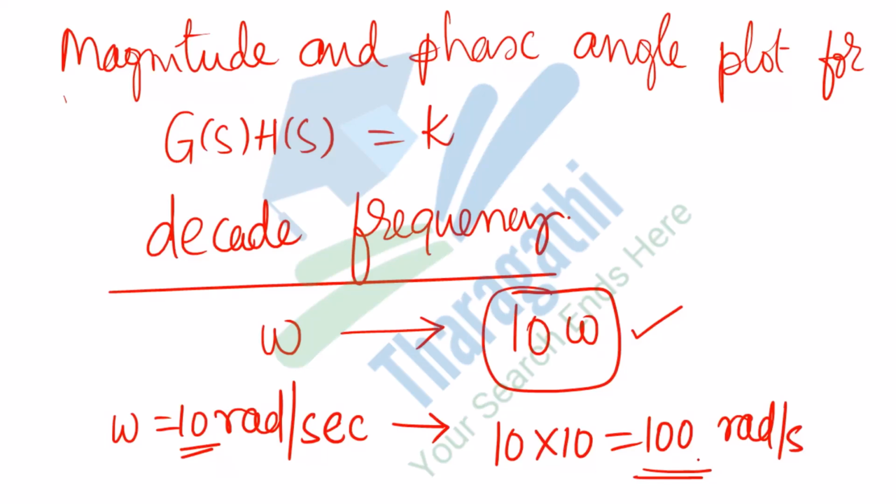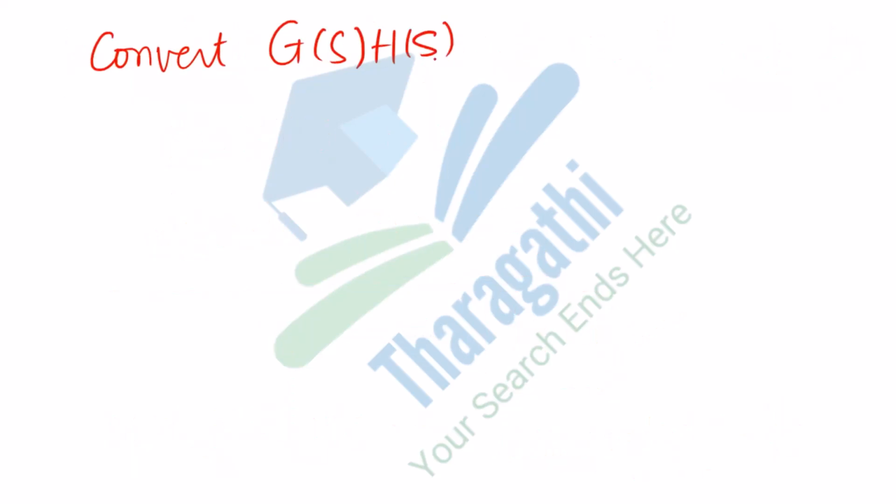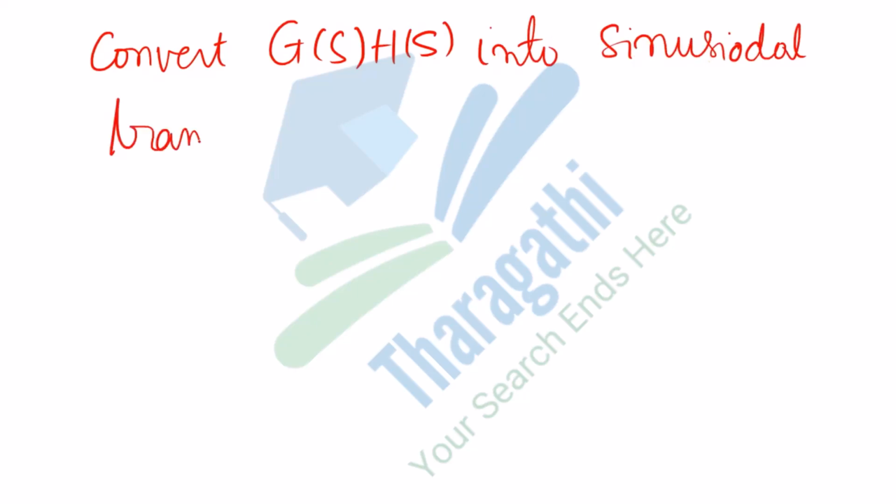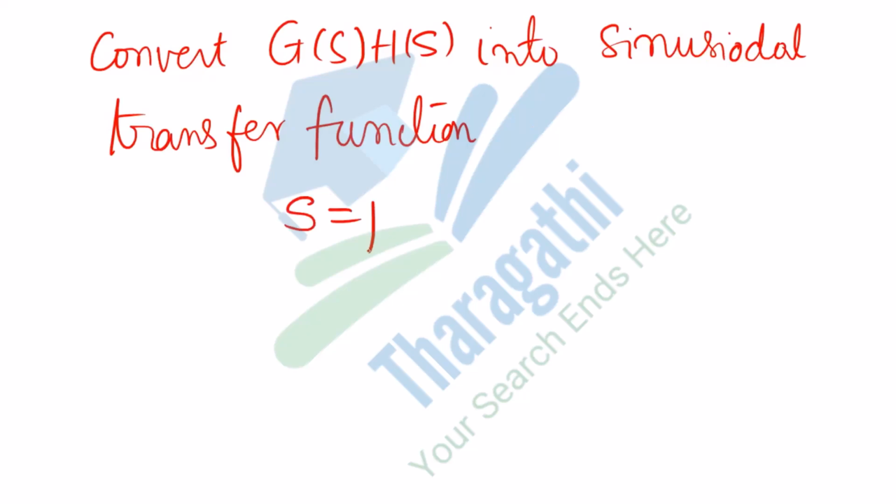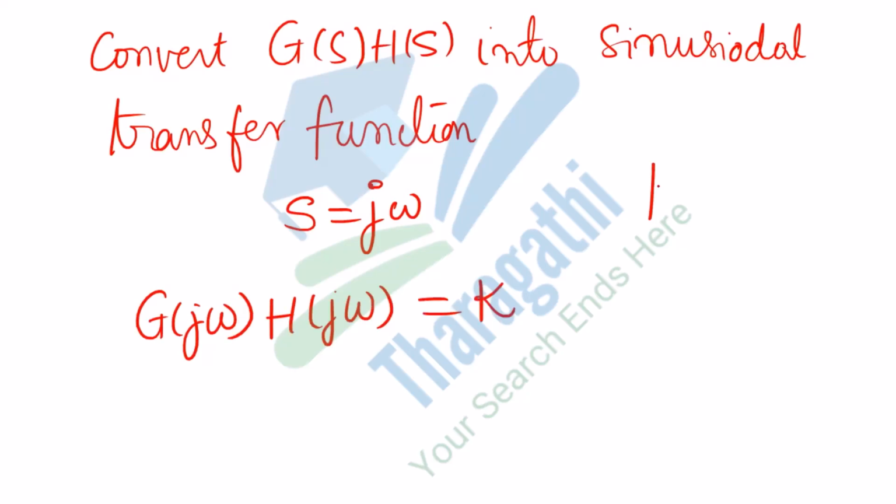Okay. So we need to draw the magnitude plot and phase angle plot for G(s)H(s) equal to k. So what is the first step? Convert G(s)H(s) into the sinusoidal transform. This is the first step. This can be done by substituting s equal to jω in G(s)H(s). So G(jω)H(jω) is equal to k.